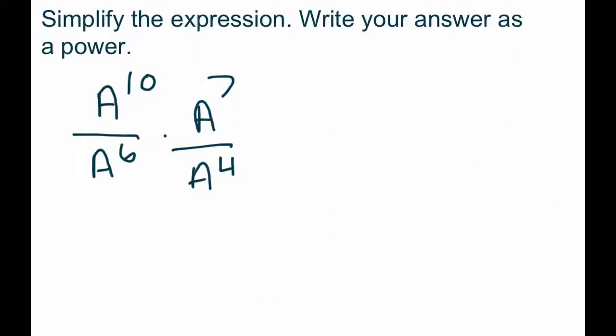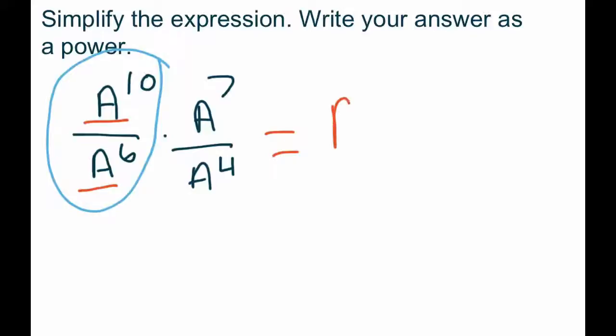Let's try another example. Here we see a raised to the 10th power divided by a raised to the 6th power, multiplied by a raised to the 7th power divided by a raised to the 4th power. Let's start with just this portion right here. Here we see that we have the same base and that they are divided by each other. So this is the same as a, because our base is a, and 10 minus 6, because they are divided by each other, which means we subtract.